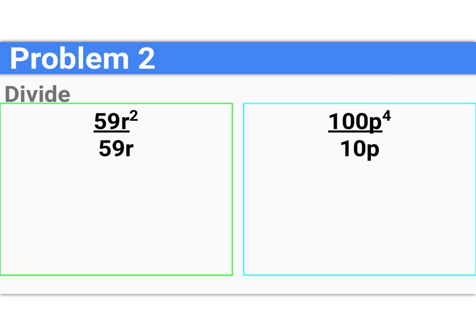Okay, 59 divided by 59 is 1. r squared divided by r is just r. Or you can write 1r. Doesn't make a difference. 100 divided by 10 is 10. p cubed. And those were our two problems.